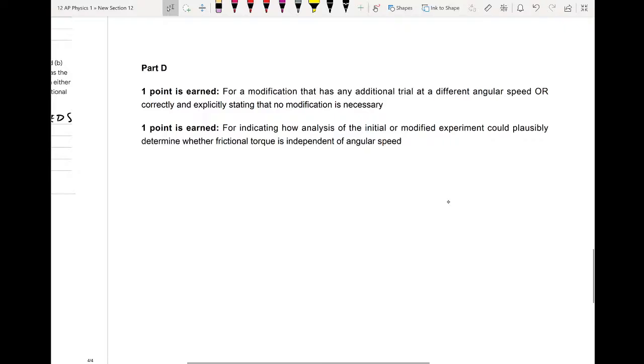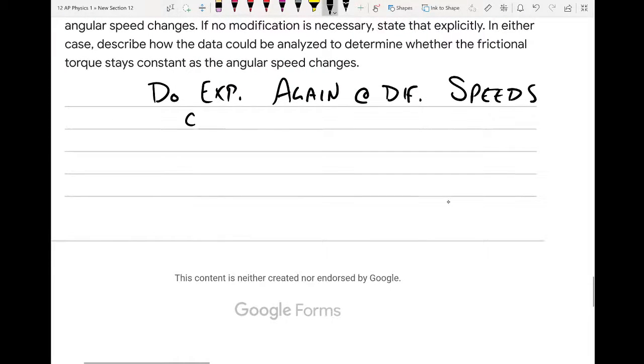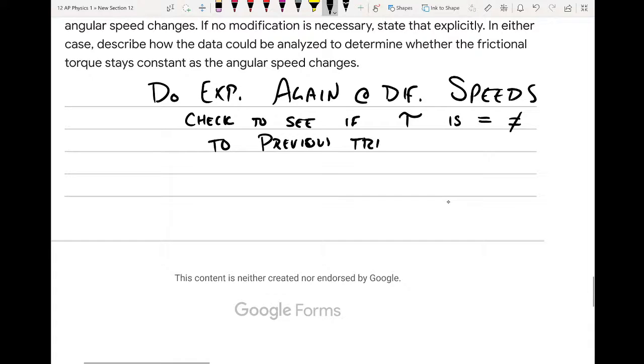Analysis of the initial or modified experiment could plausibly determine if it is independent. So do it again at different speeds, and then we would just check to see if our frictional torque data is equal or not equal to previous trials. And then we'll just say if not equal, then it is dependent on angular speed.